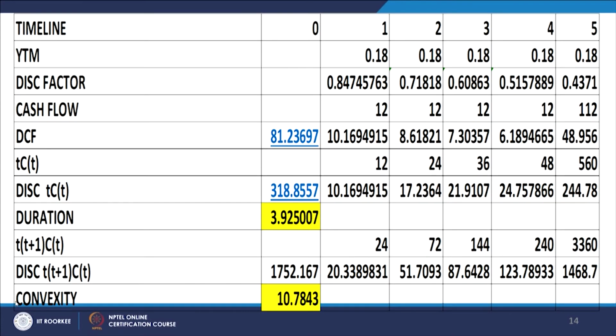Similarly, we work out the convexity, and we find that the convexity is equal to 10.7843 years squared. Please note the units of duration are obviously years, because it is a quantity of time weighted by a certain factor. It is a weighted average time in some sense, and therefore the unit of duration is years. Similarly, because convexity involves t into t plus 1, the unit of convexity is years squared.